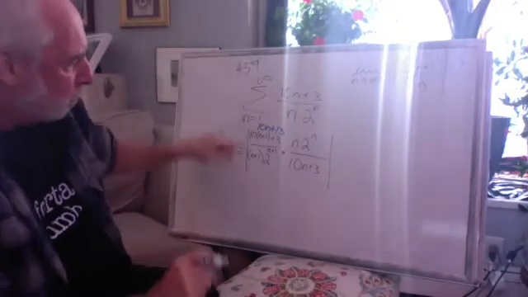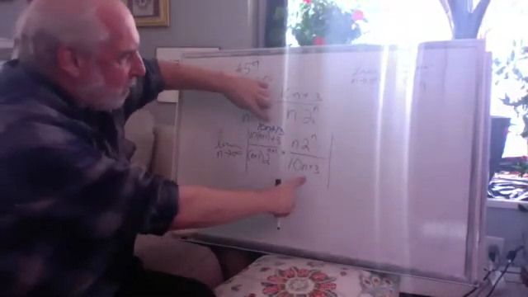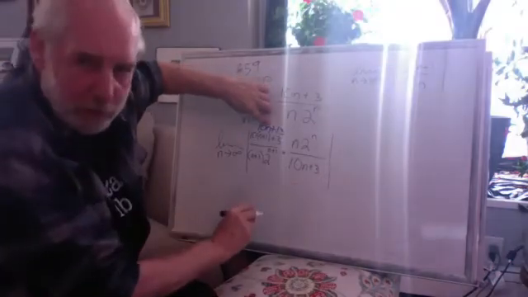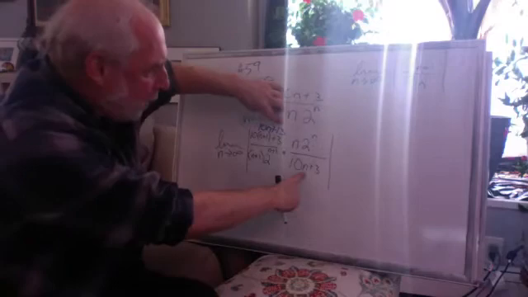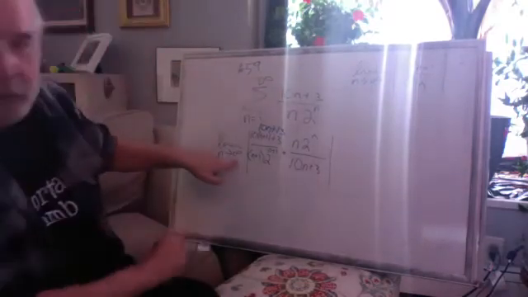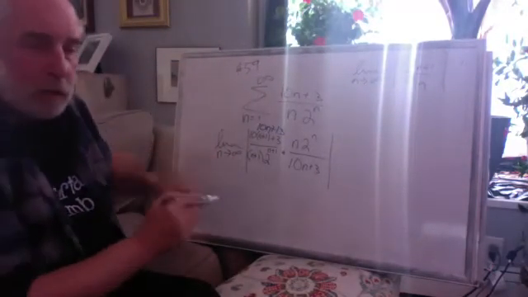Now, so these are all just going to cancel out because this is n to the first, and this is n to the first. And the 13 and the 3 don't mean anything when we go to infinity.